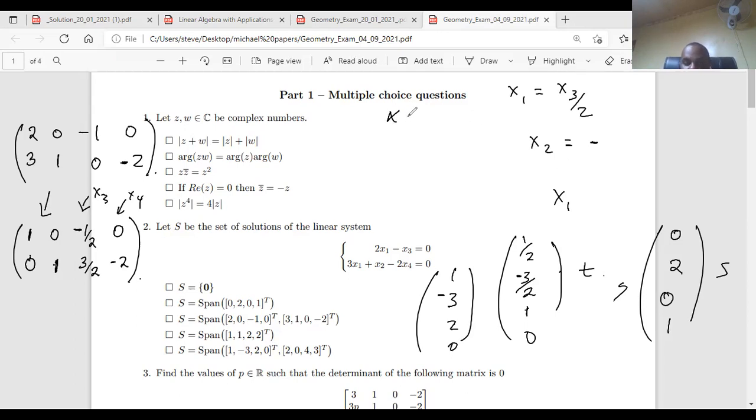So alpha 1 plus 0 alpha 2 equals 0. This means that alpha 1 has to be 0, right? Yes. Negative 3 alpha 1 plus 2 alpha 2 equals 0. Alpha 2 equals 0. They are independent. So both of them are independent.